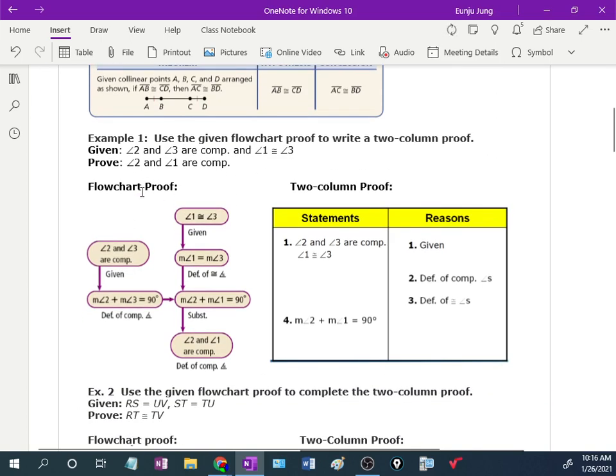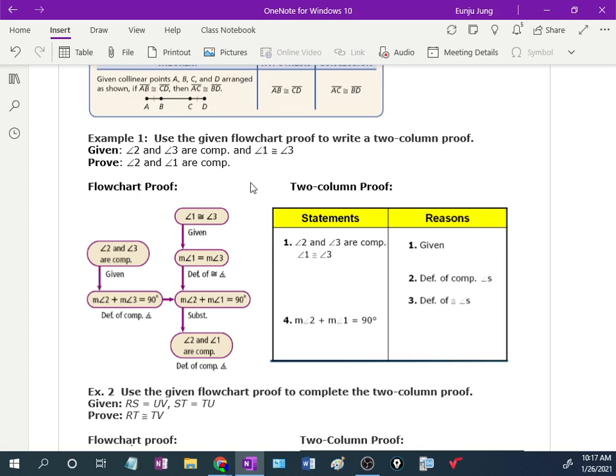So in the flowchart proof, where do I begin? Usually I have one place to start, but this one I have one from here, the other from here. They merge here, and we have one conclusion at last, right? So that is the format of a flowchart proof. And let's see, two-column proof.